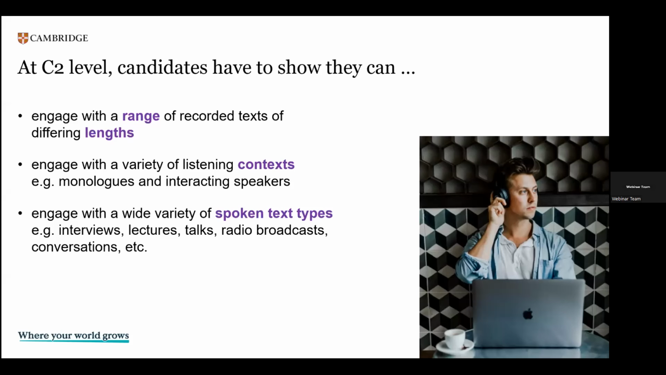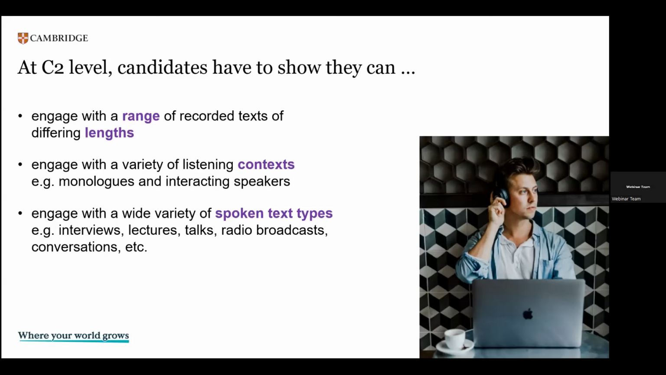They're not recorded in real life settings, so there is no background noise. You will be listening to a variety of accents, but you'll always be listening to standard English, okay, of varying types and in different accents, but always standard English.